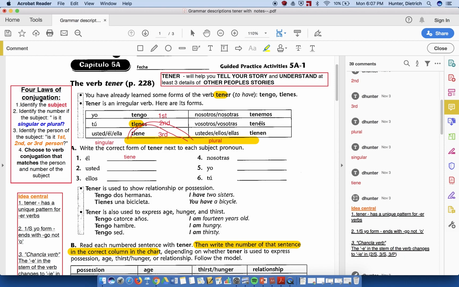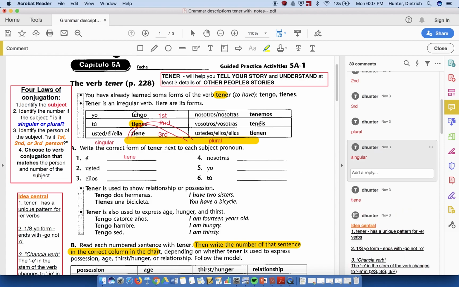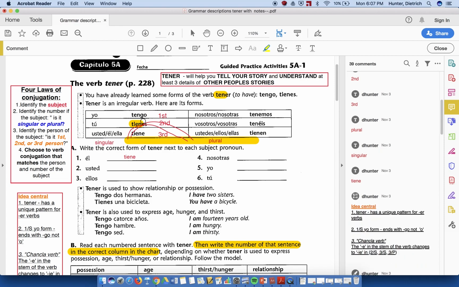The 4 laws help us understand which conjugation, tengo, tienes, tiene, tenemos, tenéis, or tienen, goes with which subject. Obviously, with our pronouns, it's very easy, but when we start to have names, it's more complex. So let's start with our 4 laws. First, identify the subject. If we don't know who the subject is, we can't know who is doing what, which is what conjugation shows us.